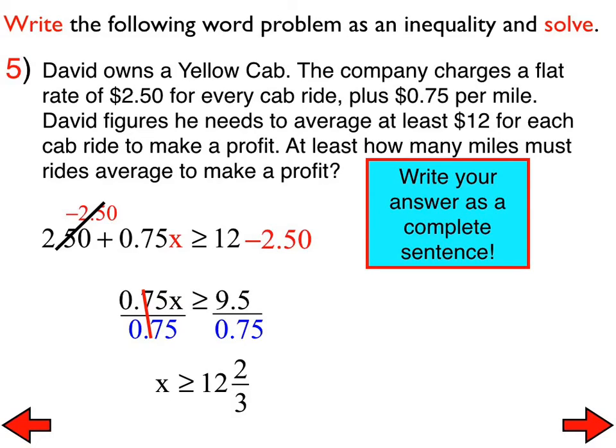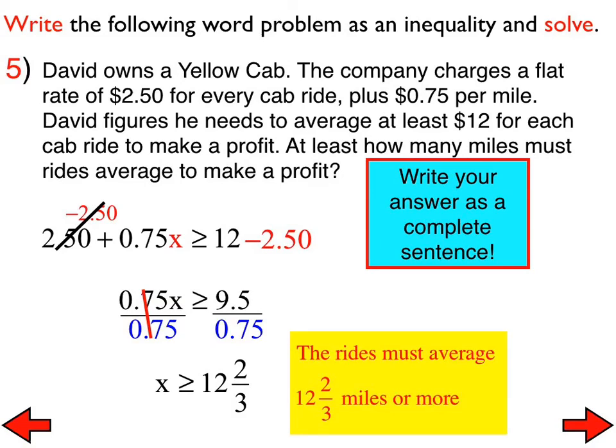So your sentence might be something like, anyone want to share? At least how many miles does he have to make the rides average? Scott? Very good. That's a very good sentence. The rides must average 12 2/3 miles or more, or David has to drive at least 12 2/3 miles to make a profit. Those are both good sentences. Any questions?